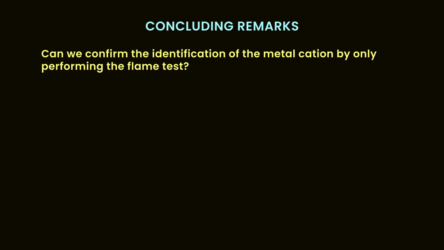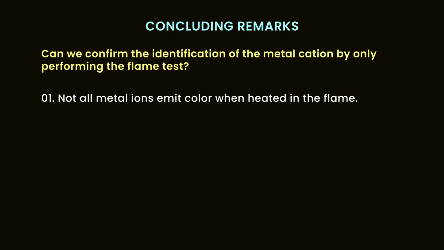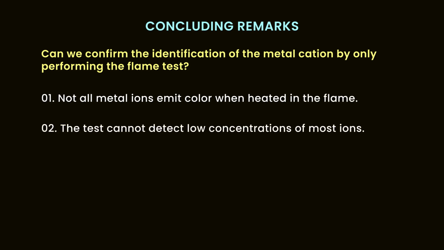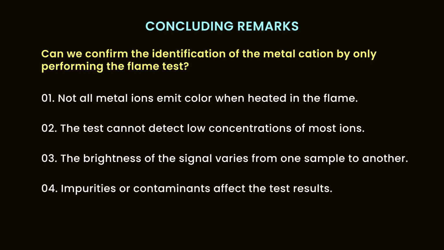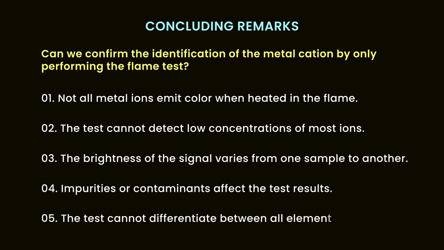First, not all metal ions emit color when heated in the flame. Second, the test cannot detect low concentrations of most ions. Third, the brightness of the signal varies from one sample to another. Fourth, impurities or contaminants affect the test results. Fifth, the test cannot differentiate between all elements. Therefore, the flame test can only give you a hint of what cations are present. However, for a purified or pure sample, the flame test is considered a confirmatory test.